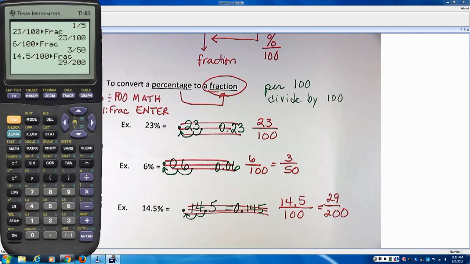It's 14.5 over 100, but in order for you not to have a decimal and be totally in a fraction, not fractions mixed up with decimals, what it actually did was multiply 2 times the top and the bottom, so that you would have whole numbers in both. Okay?